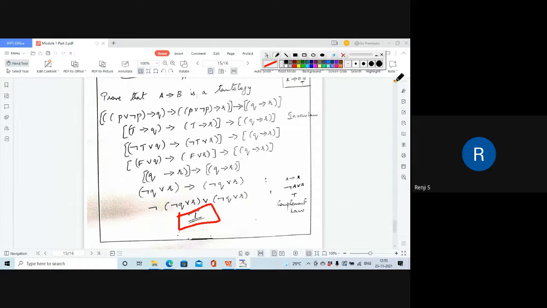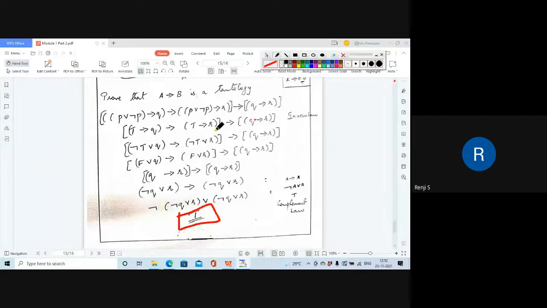So how will we do it? These are the steps. That is A implies B. Here we had written the A part: P or not P implies Q, implies, again here also we have P or not P. What is P or not P? P or not P is T. So T implies Q implies T implies R. The entire thing is the A part, the LHS. On the right hand side, Q implies R.